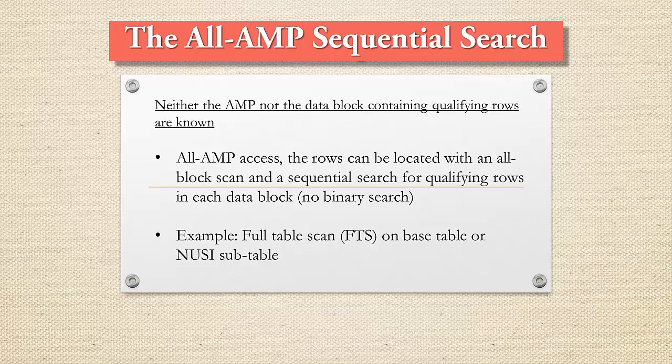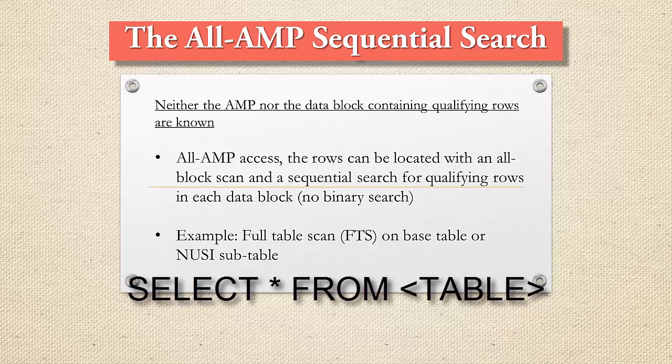If the parsing engine has to instruct all emps to search for qualifying rows, and we cannot be specific on which blocks to search for, all blocks have to be copied to FSG cache and scanned for qualifying rows. A full table scan on a base table or a non-unique secondary index subtable is a good example for such a situation. Note that this approach can indeed be called efficient if the task is to touch and retrieve all the rows of a table.